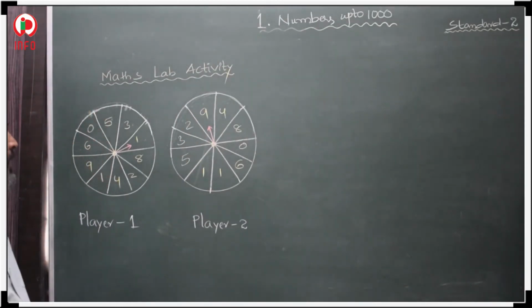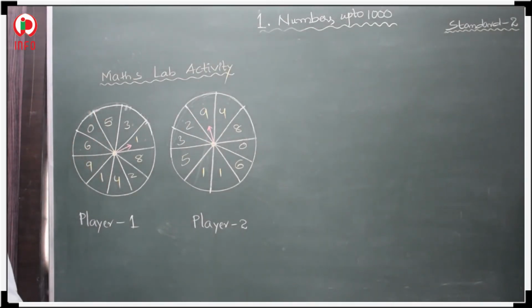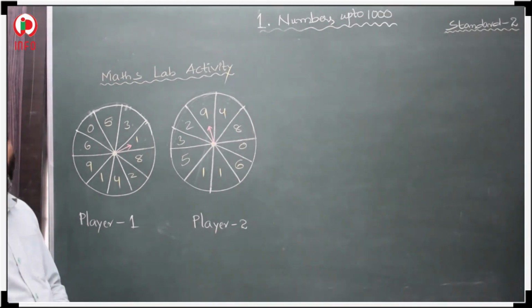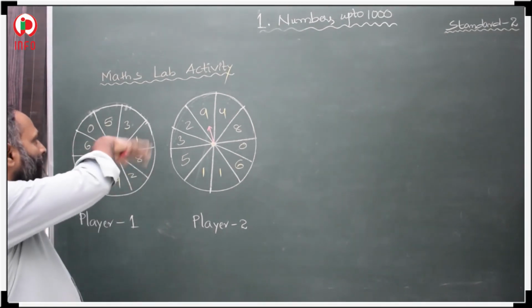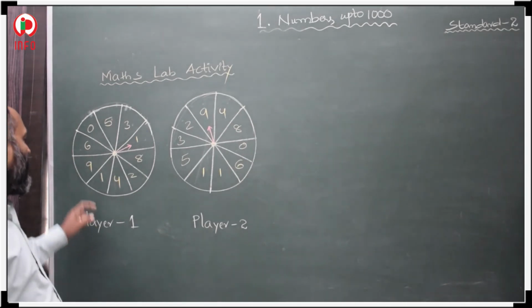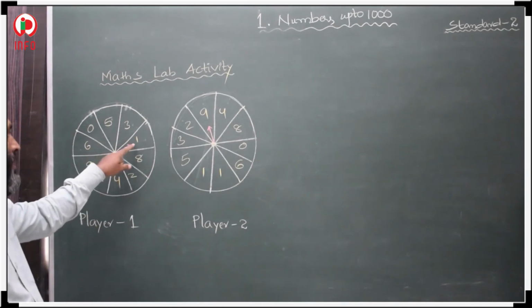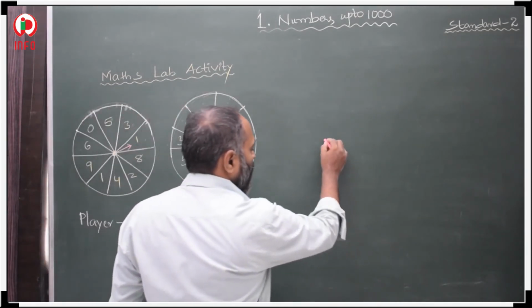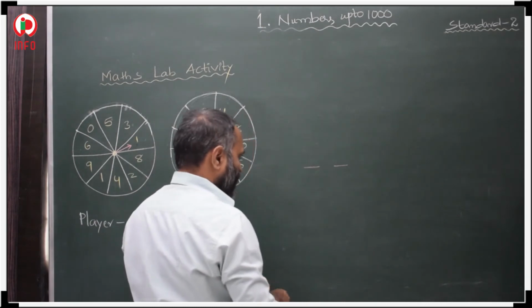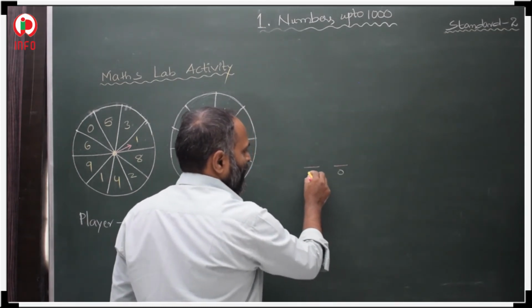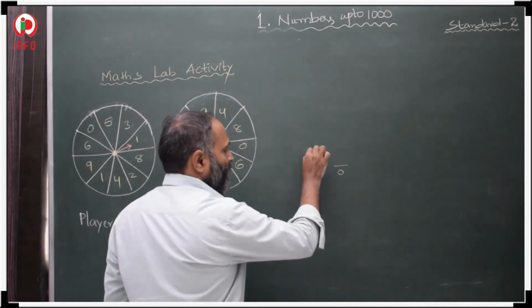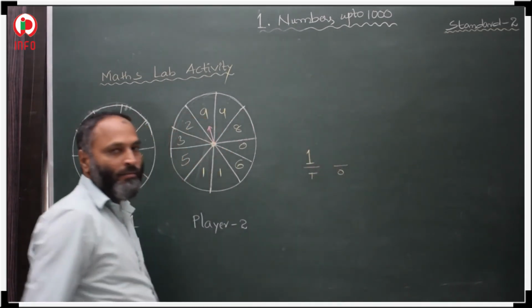Now see our lab activity. Now, at the end of the lesson, we are going to do one lab activity. Here two players are there. He is the first player, he is the second player. The first player starts to spin first. After spinning this wheel, it stops. The pointer shows 1. So the player writes this in the tens place. This is the ones place, this is the tens place. He should note where the pointer stops in the tens place, like this.